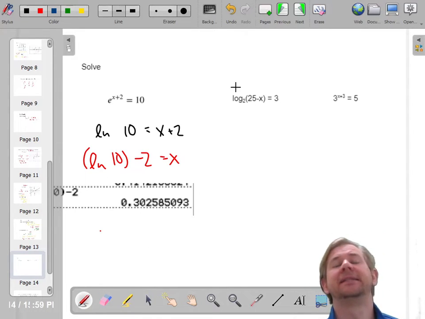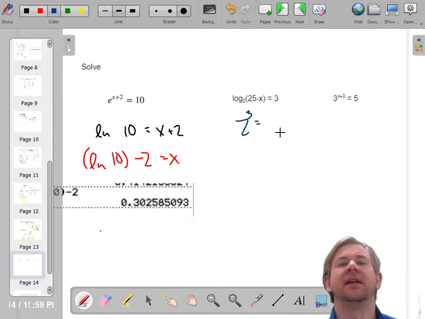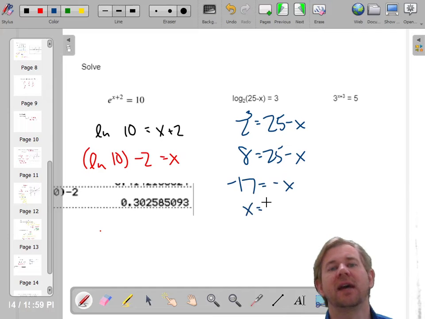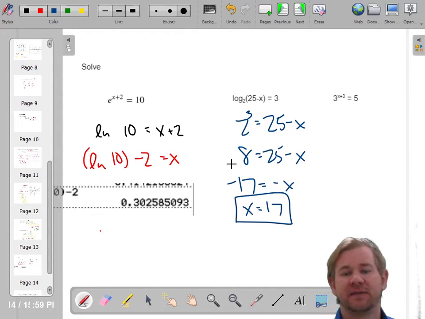If you have an isolated log, rewrite it as an exponent. So 2 cubed is 25 minus x. 2 cubed is 8. Subtract 25 from both sides, you get negative 17 is negative x. That means that x must be positive 17.